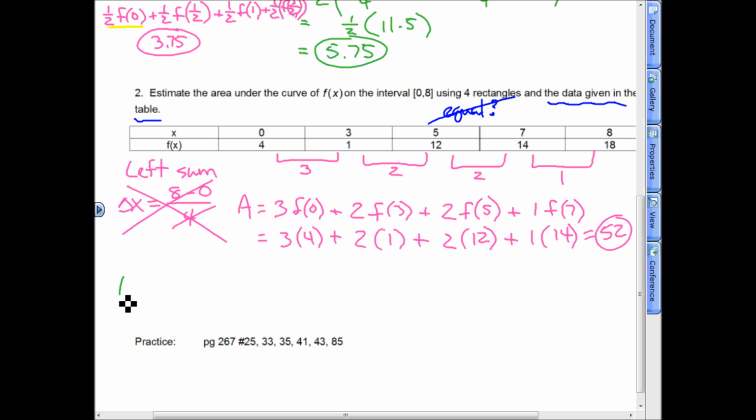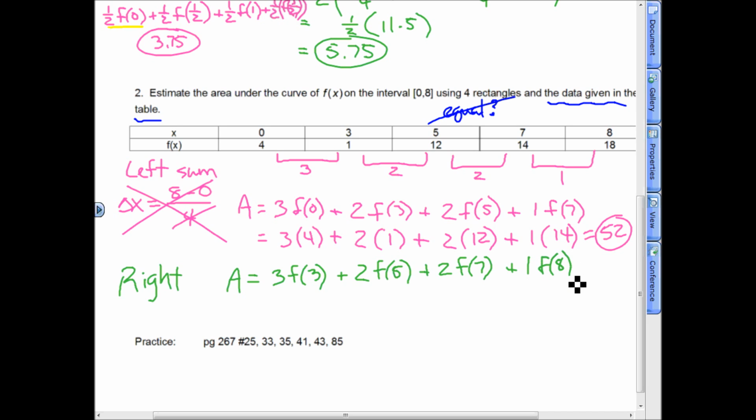If I wanted to do the same thing with my right sum, what would be different? Well, my first rectangle would still be 3 units wide, but now instead of using f of 0, we would do f of 3 plus second rectangle still 2 units wide. This time, instead of using f of 3, we'd use f of 5 plus my third rectangle is 2 units wide by f of 7 plus my last one is 1 unit wide, and this time we'd be using f of 8. And how would that change things?